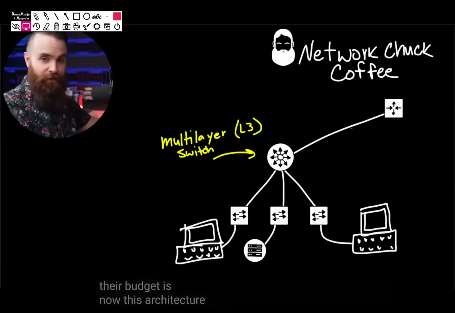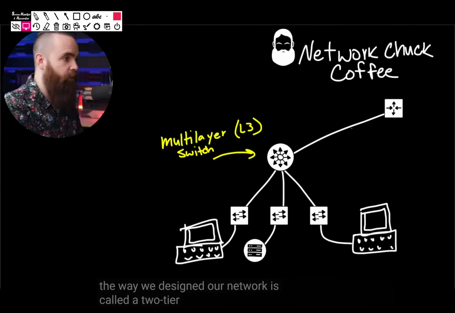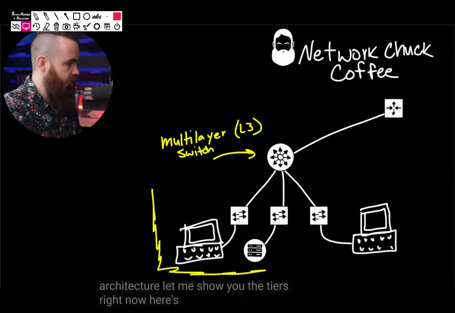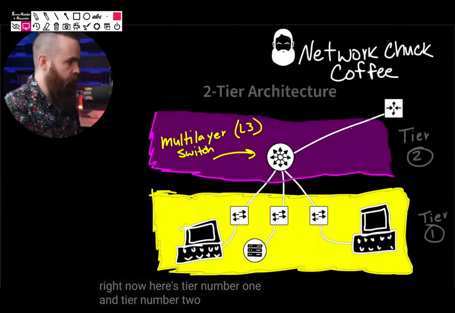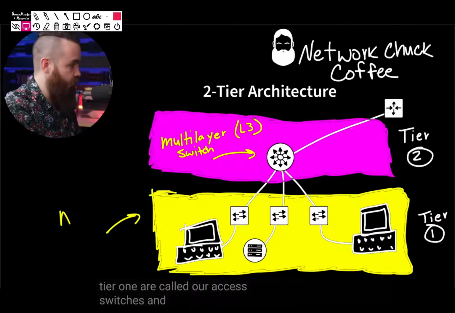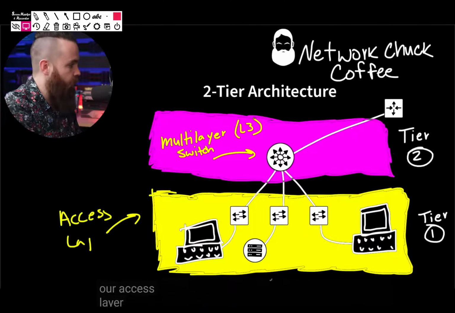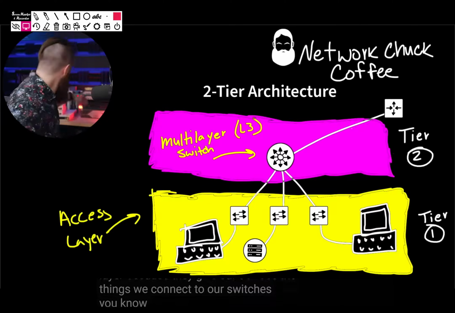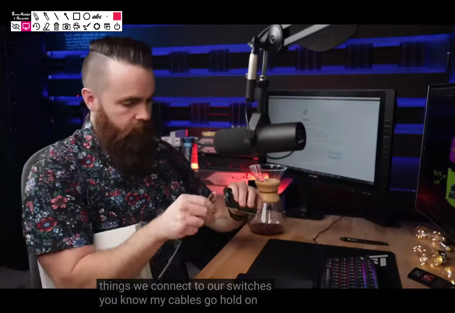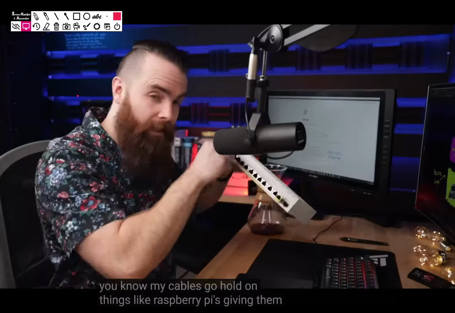Now, this architecture, the way we designed our network, is called a 2-tier architecture. Let me show you the tiers right now. Here's tier number 1 and tier number 2. The switches in tier 1 are called our access switches, and we'll call this our access layer, because they give our devices, the things we connect to our switches, access. Things like Raspberry Pis.